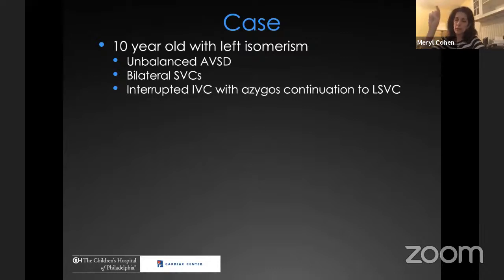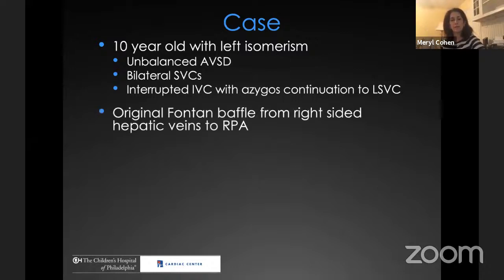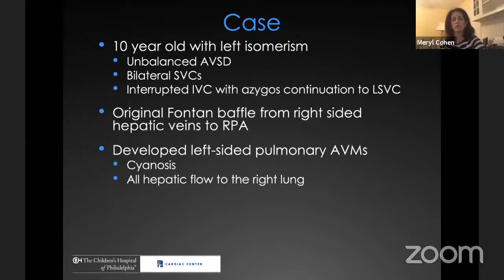In fact, that clip I showed you of the patient with the very dilated left superior vena cava, that was him. And because we didn't know better in the early days, we made a normal Fontan baffle from his right-sided hepatic veins, which remain draining into the right atrium, to the right pulmonary artery, so the classic Fontan extracardiac baffle. We did this at the usual time. However, he had already developed some pulmonary arteriovenous malformations prior to that procedure.